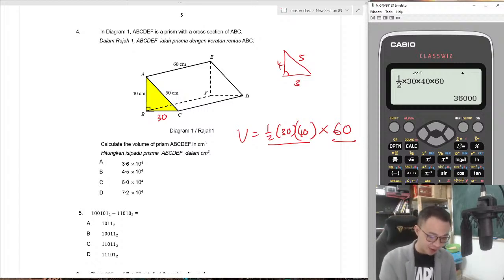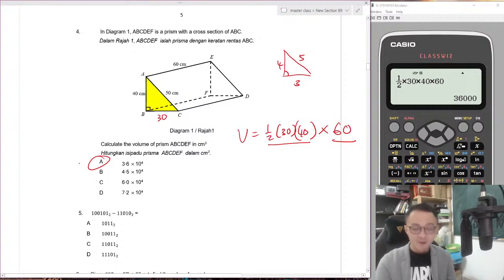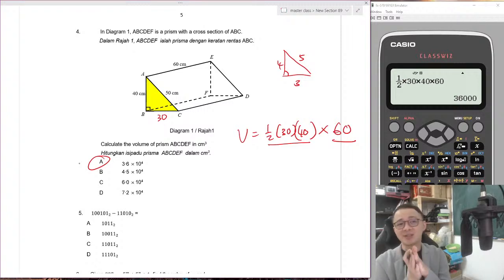36,000. So it will be this one. Answer will be A. Alright, you just need to know how to find the prism. Basically, you need to find one of the identical areas, because a prism not necessarily must be a right angle triangle. It can be a trapezium or any other shape.